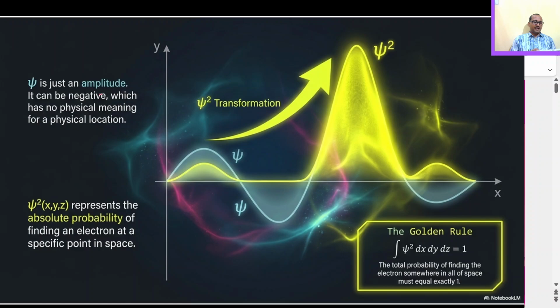So when we talk about psi, that is nothing but the amplitude of the wave, which has no physical meaning or physical location. But psi square of the wave function represents the absolute probability of finding an electron at a specific point in space. So here you can see pictorially: this is the amplitude that is represented by psi, and you can see the yellow region where you can find the probability of finding an electron, that is psi square.